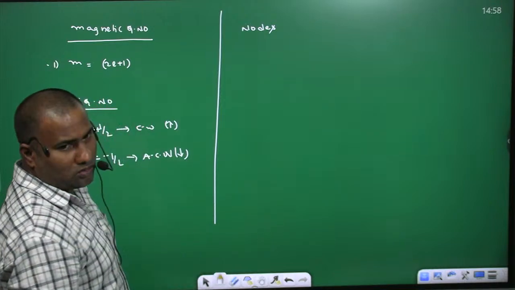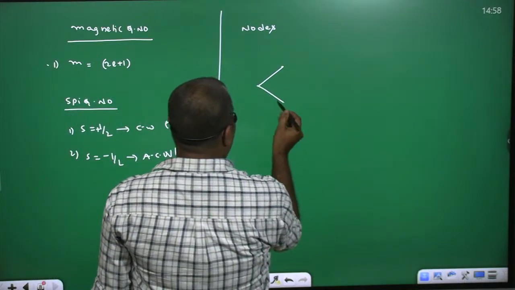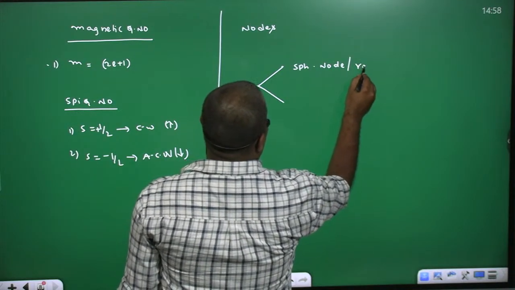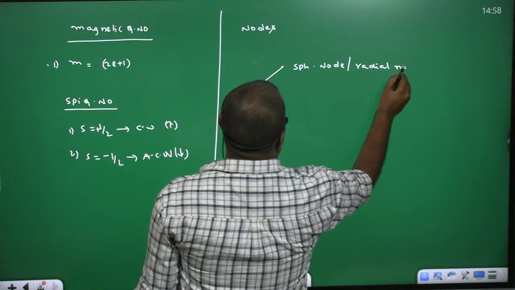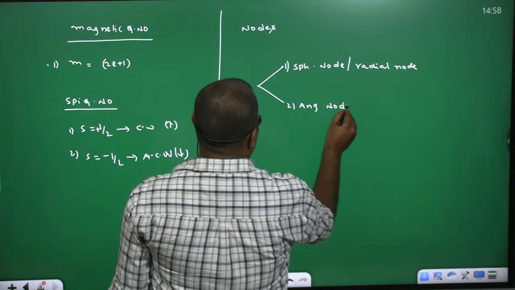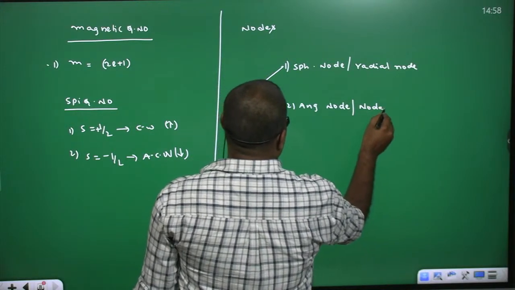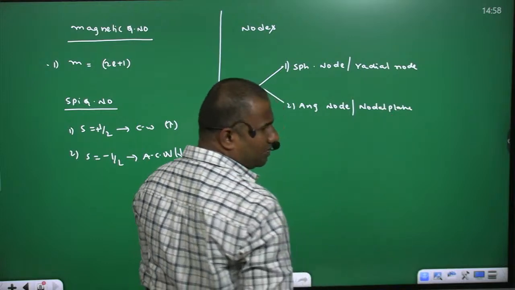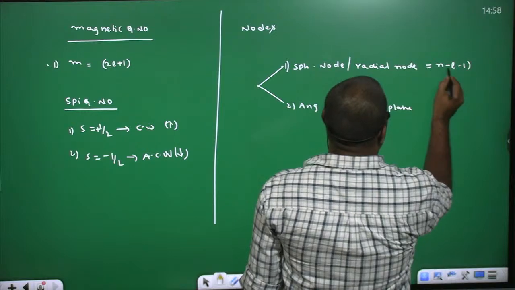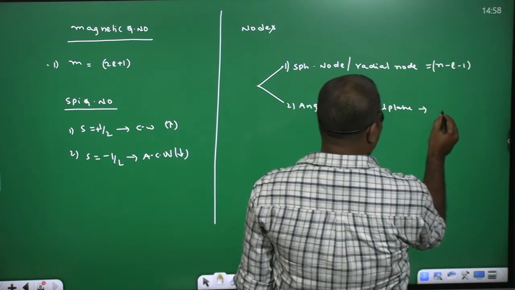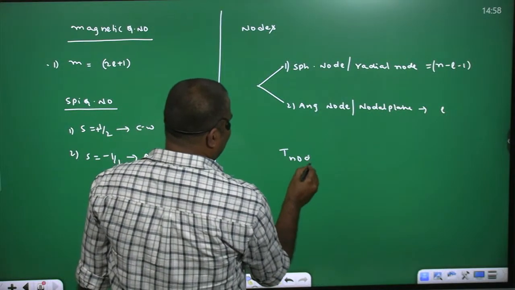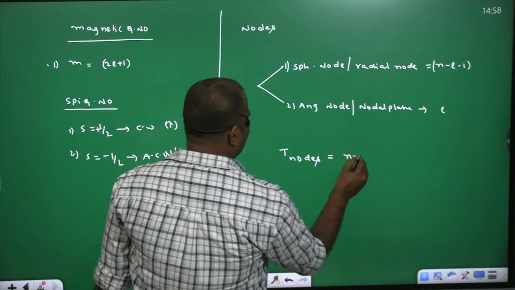Then after completion of this, we have one more term that is called nodes. The nodes are again 2 types. One is called spherical node or radial node. Both are same. The other one is angular node or nodal plane. These two are same. For radial nodes or spherical nodes, the formula is n minus l minus 1. For nodal planes or angular nodes, the number of nodes equals l. If you need to find the total number of nodes, that equals n minus l minus 1 plus l, equal to n minus 1.